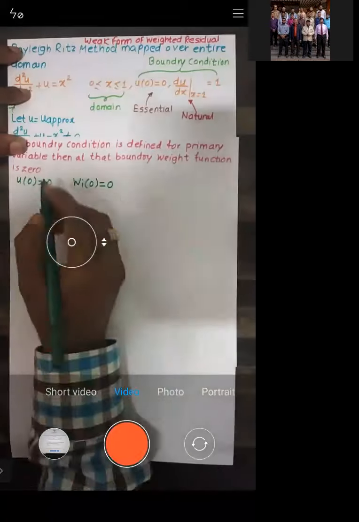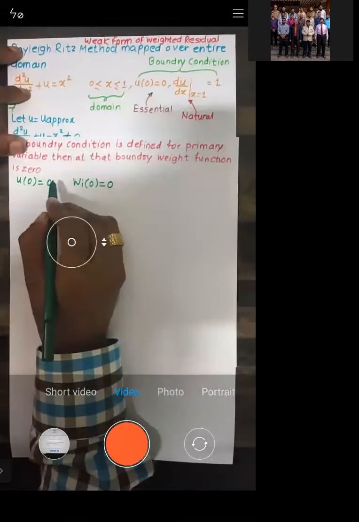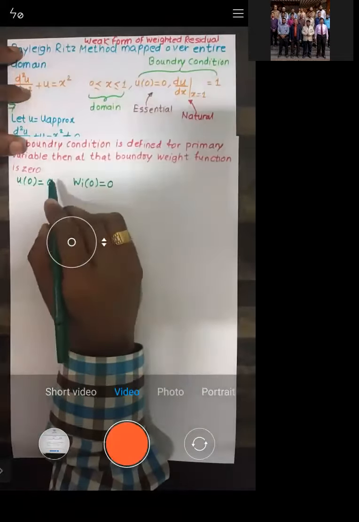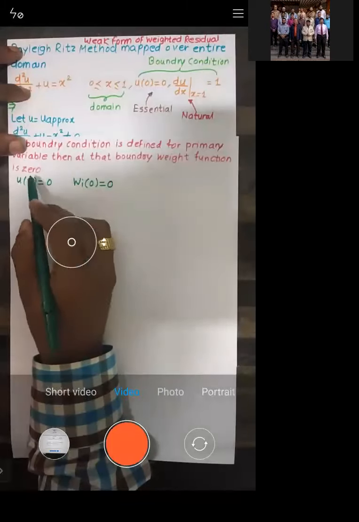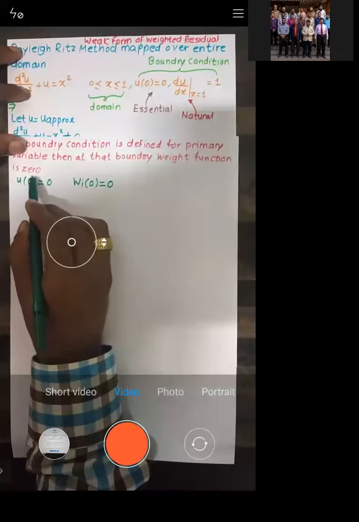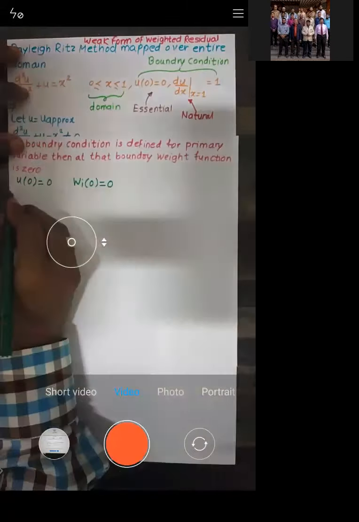Okay. If the boundary condition is like this, u at x equal to 0 is equal to 2, still here you will get 0. Whether it is 4 or 5, still you will get 0, because this boundary condition is defined for a primary variable, that is u. And at that boundary, that is at x equal to 0, the weight function is 0. Try to understand. Now talk about the second boundary condition.